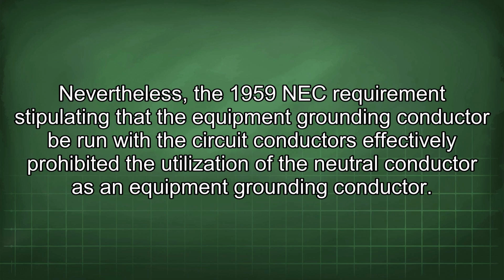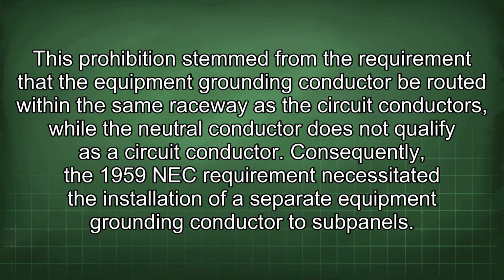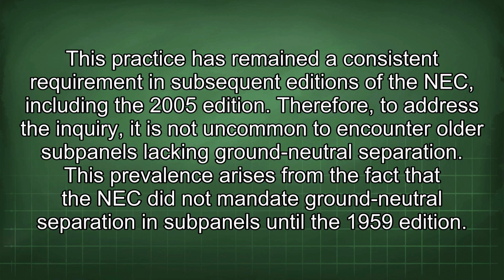Nevertheless, the 1959 NEC requirement stipulating that the equipment grounding conductor be run with the circuit conductors effectively prohibited the utilization of the neutral conductor as an equipment grounding conductor. This prohibition stemmed from the requirement for the equipment grounding conductor to be routed within the same raceway as the circuit conductors, while the neutral conductor does not qualify as a circuit conductor. Consequently, the 1959 NEC requirement necessitated the installation of a separate equipment grounding conductor to subpanels. This practice has remained a consistent requirement in subsequent editions of the NEC, including the 2005 edition.